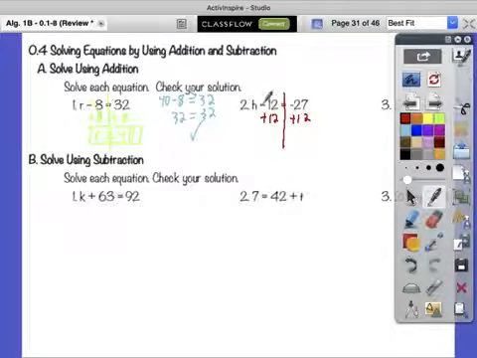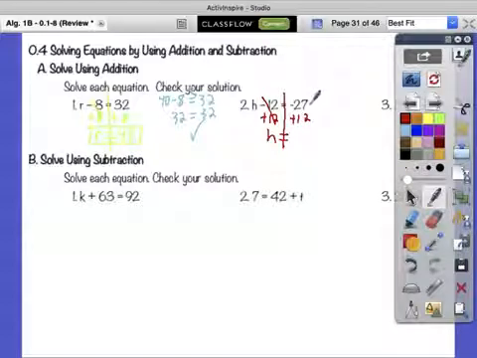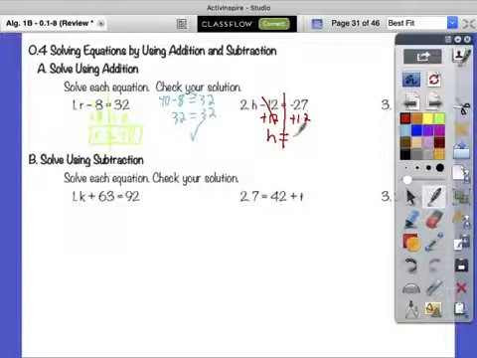Okay, so what's negative 12 plus 12? 0. Gone. We took it away from this side. So we just have h equals, now we have negative 27 plus 12. What happens when you have two different signs, a negative and a positive? Olivia? The sign of the bigger number, so it's going to be negative, because 27 is bigger than 12.